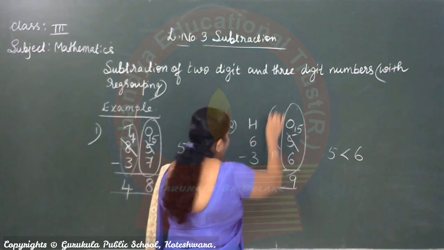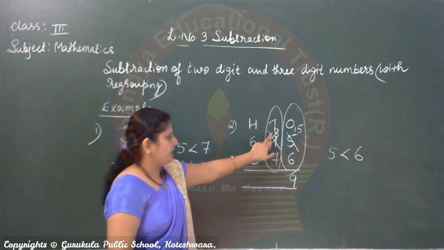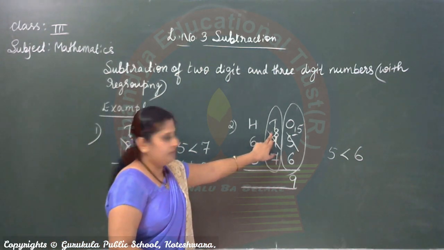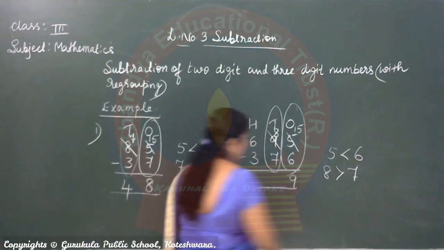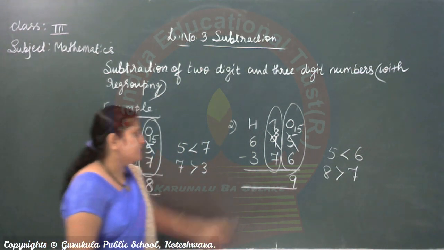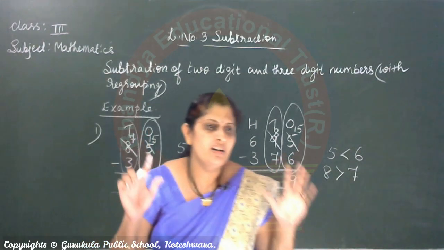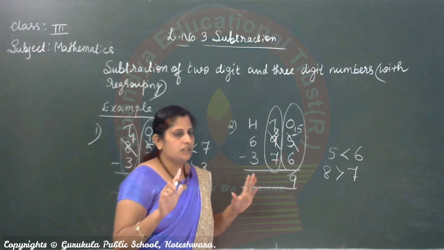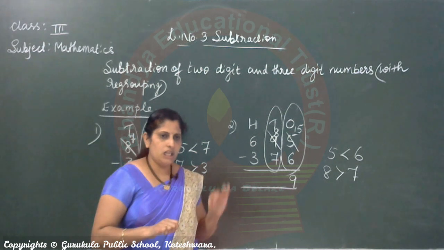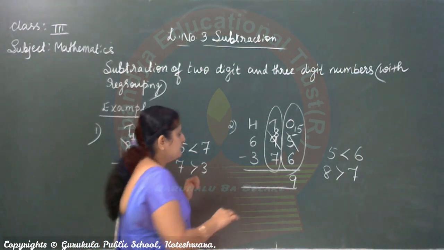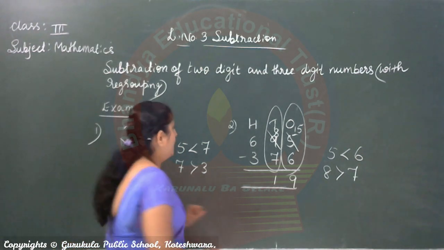Now next, the digits in the tens place. 8 and 7 are given. The first number is 8, already a greater number is there. We don't need to borrow from here. Correct? So 8 is greater than 7, so we can subtract directly. 8 in your mind, 7 in your hand. Count back from 8: 7, 6, 5, 4, 3, 2, 1. Correct? So 8 minus 7 is 1. Now next, the hundreds place.